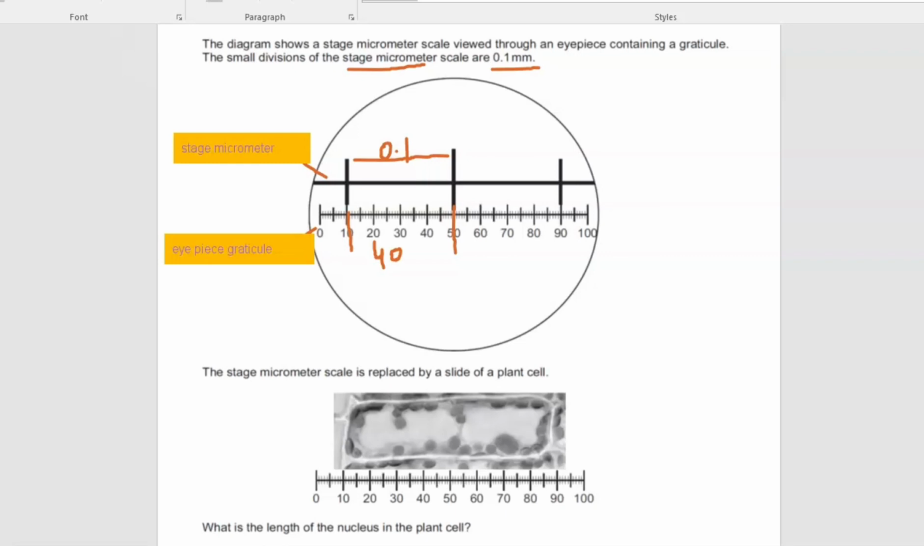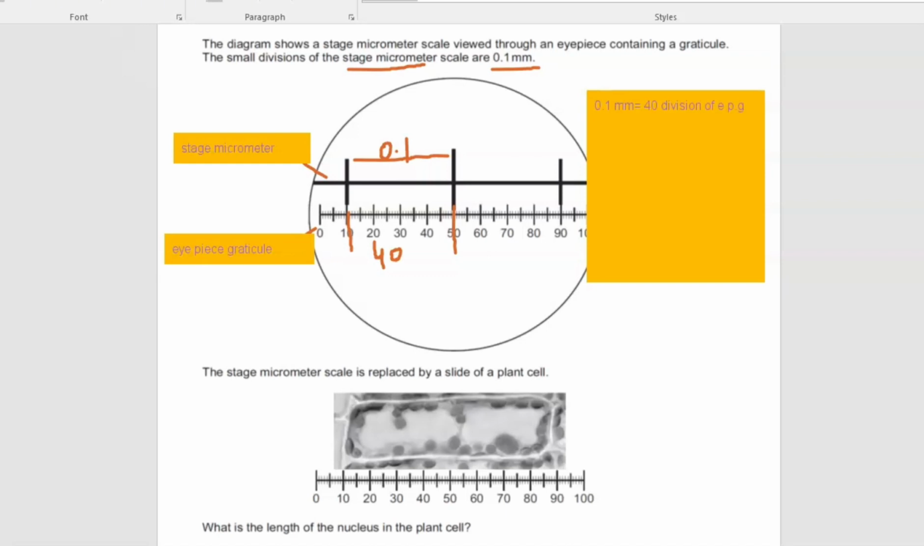mm containing 50 divisions, and we calculated accordingly that one eyepiece graticule division is 2 micrometer. So here we have to divide 0.1 by 40 to calculate one eyepiece graticule. Here is the calculation: 0.1 mm is equal to 40 divisions of eyepiece graticule. EPG, you can write EPG, eyepiece graticule.